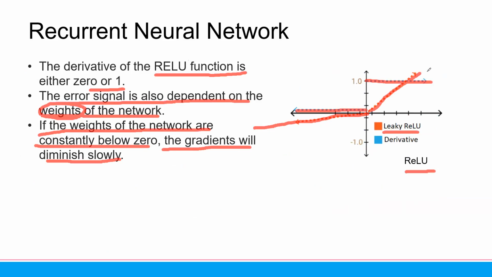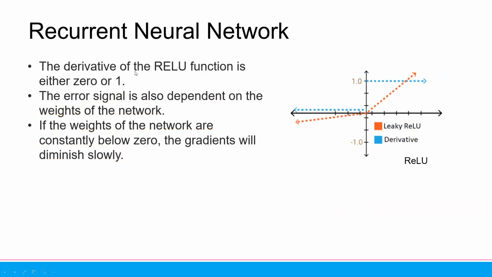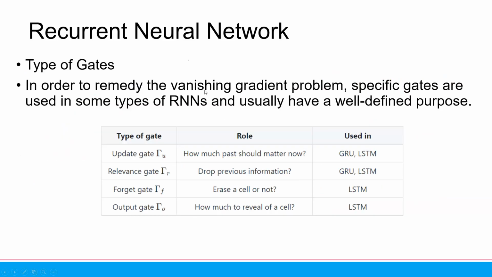This kind of activation function really depends on your data, what kind of data, and yeah, we need to do more experiments. What is the best activation function for your data? Okay, so this is the type of kits that I mentioned before. It is to remedy the vanishing gradient problem. So the specific kits in the RNN will be useful to overcome the vanishing gradient problem.